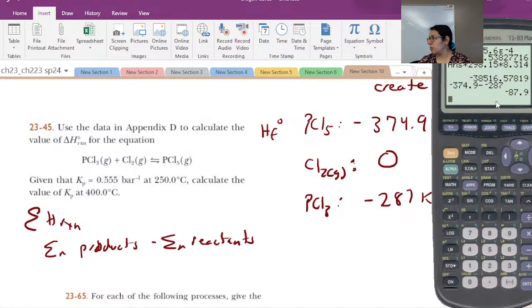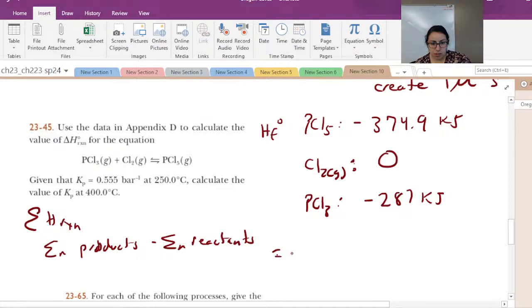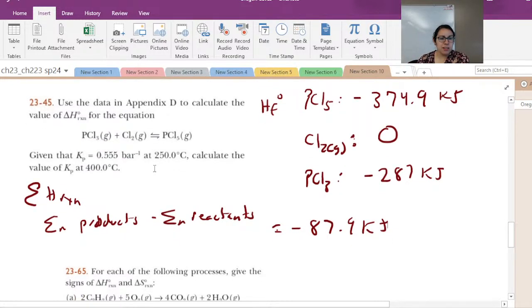Is that what other people got? Okay, just checking. So that's negative 87.9 kilojoules. So that's our change in enthalpy for our reaction.